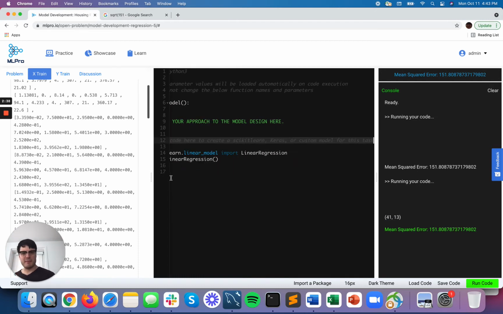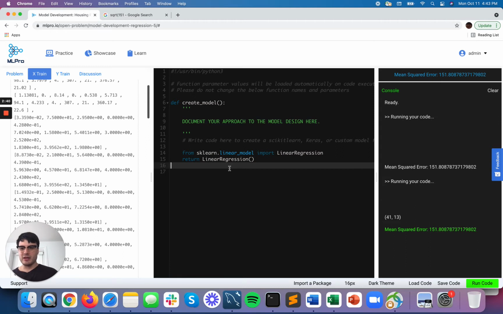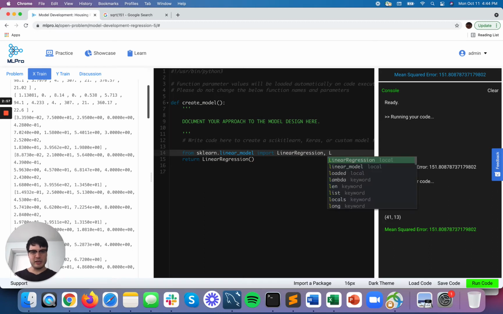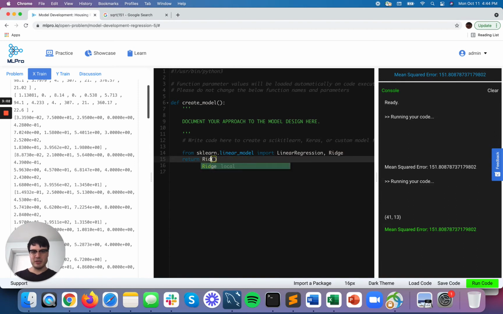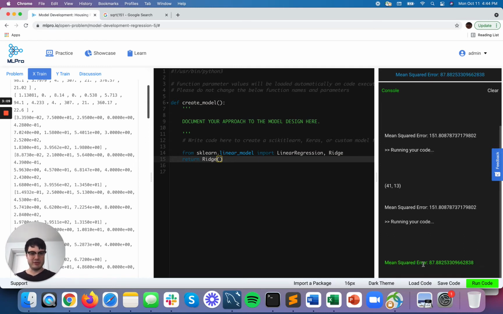So the implication is that the model can easily overfit to the training set. How can we prevent overfitting? There's many methods, but a very popular one is called regularization. So scikit-learn comes with regularization functionality. It includes ridge regularization. We'll talk about what that means in a bit. So if we just swap out linear regression with ridge regularization, we notice that, wow, our mean squared error already goes down to 87, much better.